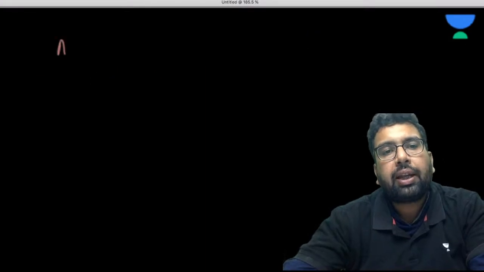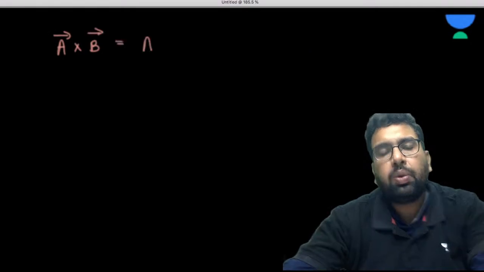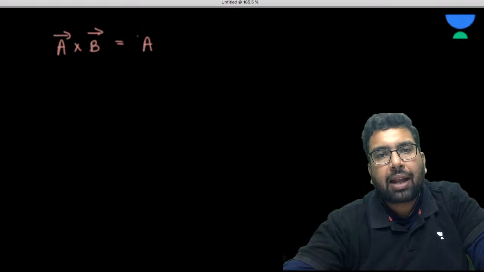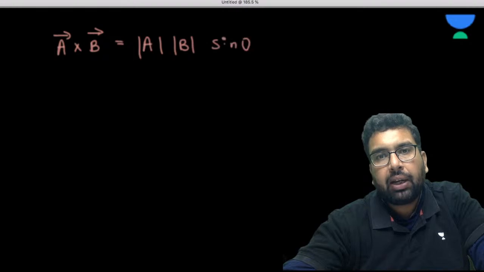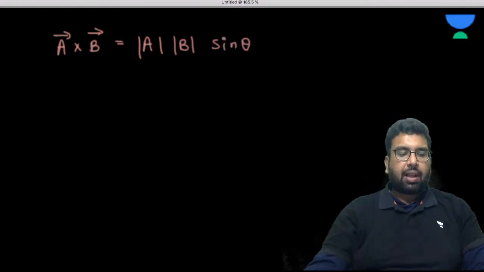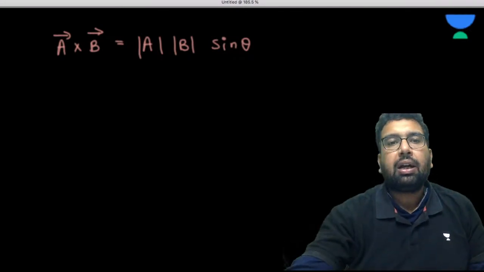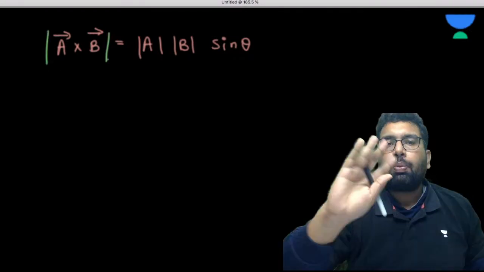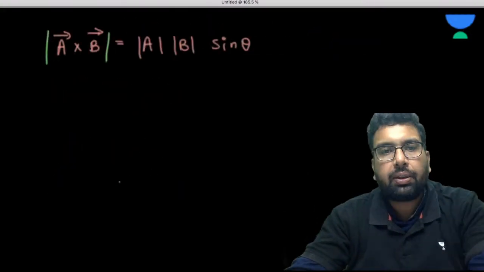So what is A cross B? Now we are going to be a little bit fast. This is going to be the magnitude of A, then the magnitude of B, and sine theta. Are you getting my point? So basically this is the magnitude. I'll talk about the direction. Please understand this.